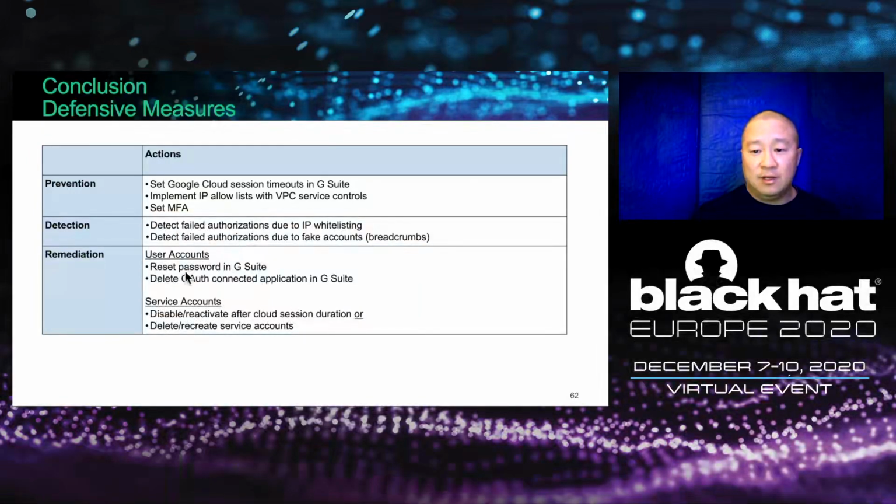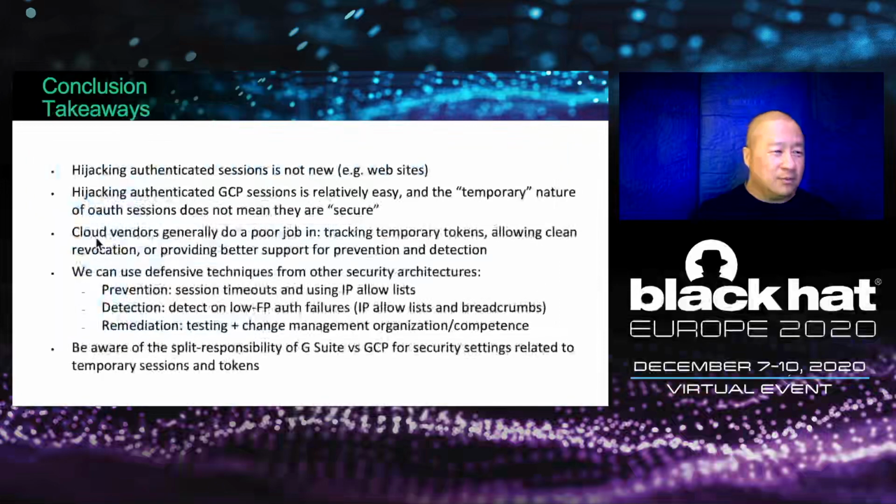And for remediation, sort through all the multitude of options and focus on the ones that work, especially for the current session access. Delete connected applications in G Suite is key, and then determine whether disabling or deleting service accounts is more reliable or quicker for you. And in terms of takeaways, hijacking authentication is not new, but cloud sessions is relatively new, and it's also easy to do. And just because they're temporary doesn't mean they're secure.